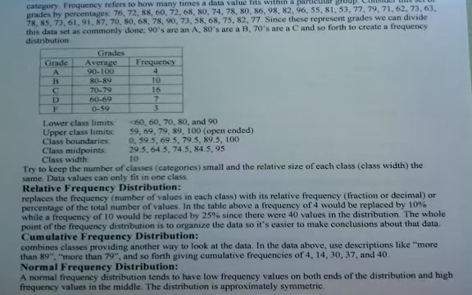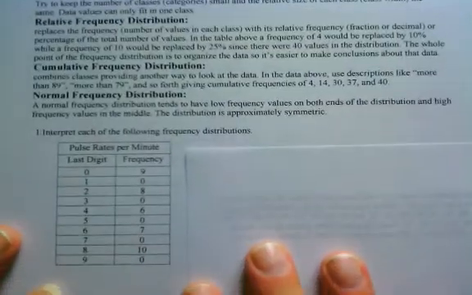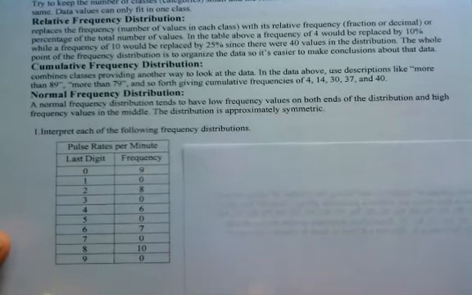Okay, what we're going to do now is look at some frequency distributions and try to make some interpretations for them. So I want to start off with this one here, and I've covered up the answer. I'll take it off. But here is a data table in which you have the pulse rates per minute.